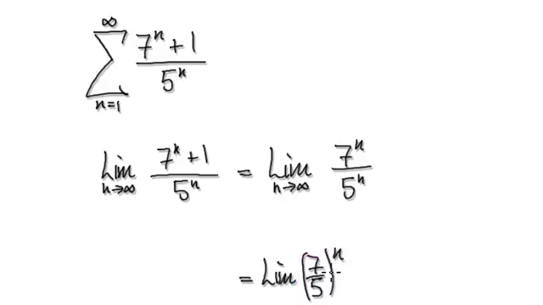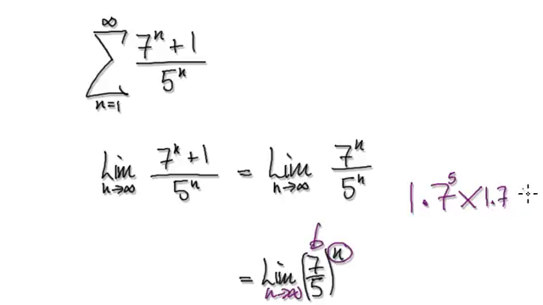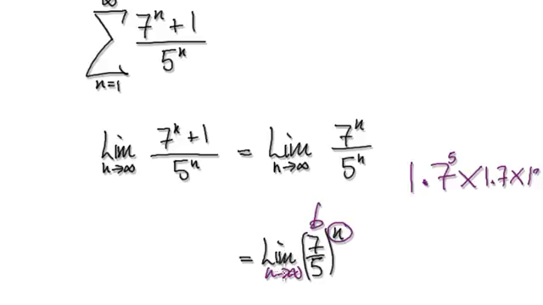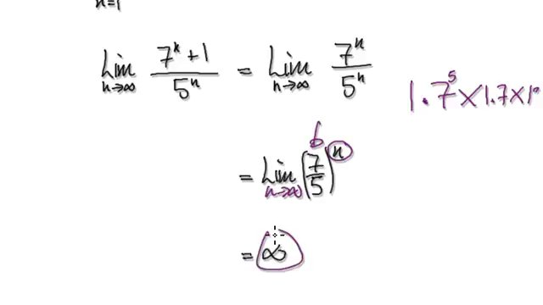So here you've got a number that's bigger than 1, and then you power it as n heads towards infinity. For example, if you have 1.7 and then you keep on multiplying by itself, let's look at the case where it's to the power of 5. Then it's 1.7 times 1.7 times 1.7 and so on, it's just going to keep on growing. So therefore, the limit of this will be infinity.